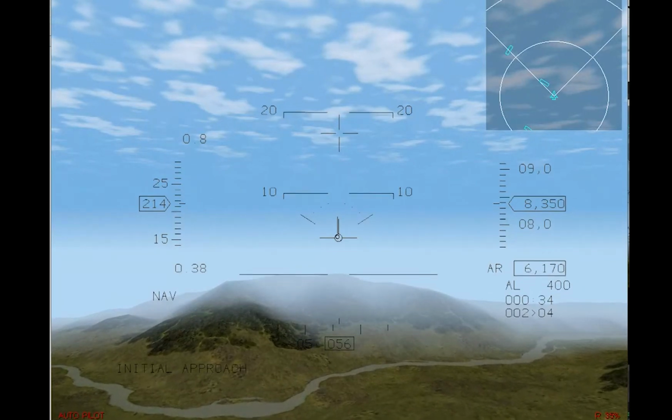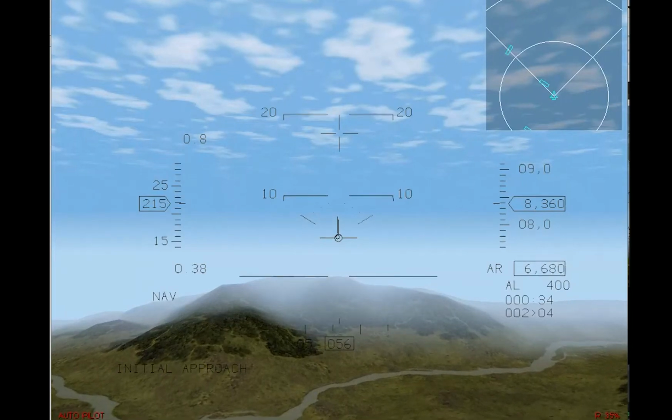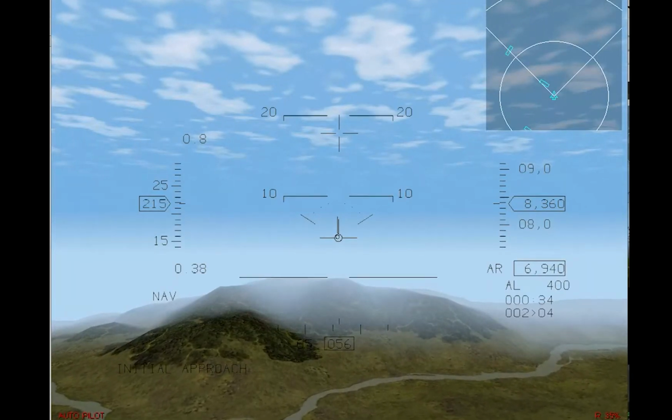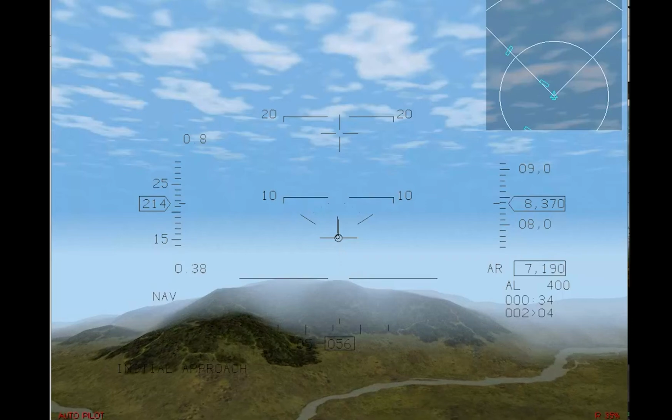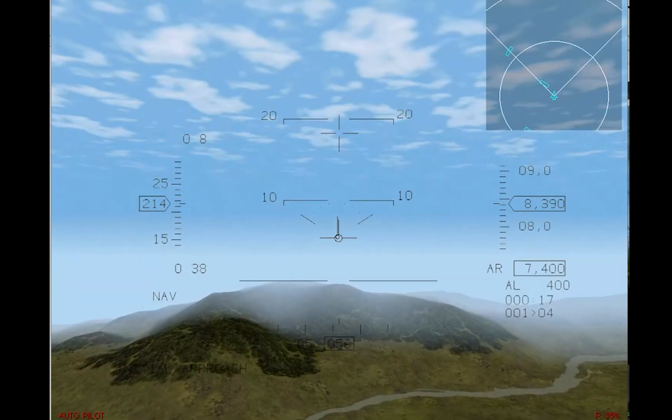If you're approaching too high, the line will appear below the center of the HUD. If you are too low, it will appear above the HUD center point. When you are approaching the runway correctly, the lines will form a cross in the center of the HUD.